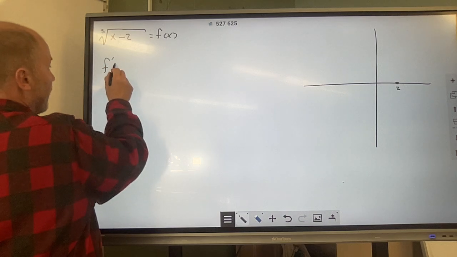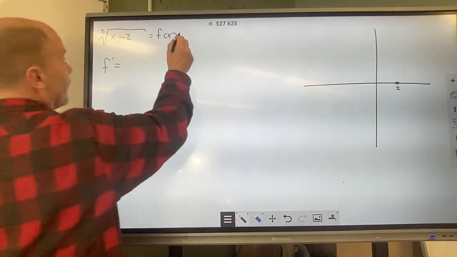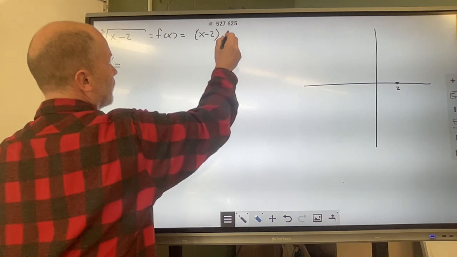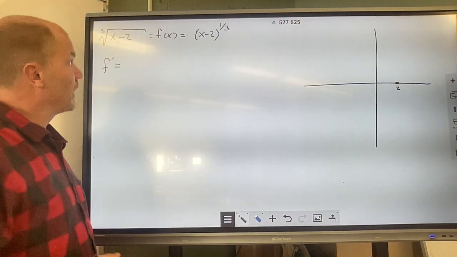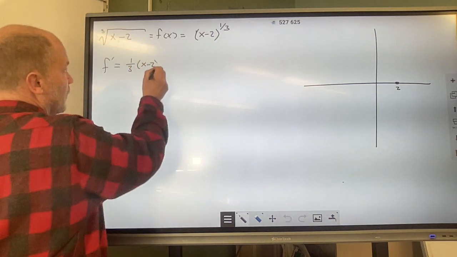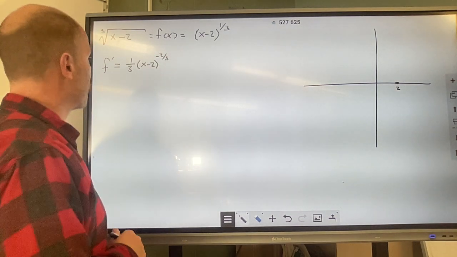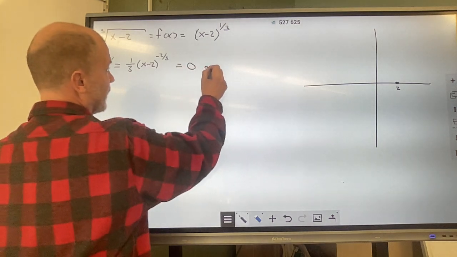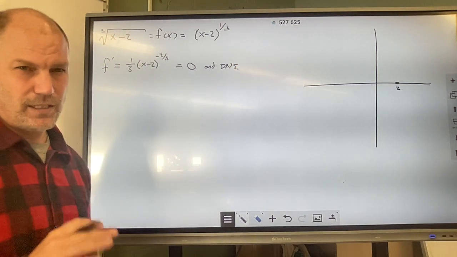I need to find f prime to find the mins and maxes. So I'm going to think about this as being x minus 2 to the 1/3 power. Okay? Same thing. So when I take this derivative, it is 1/3 (x minus 2) to the negative 2/3, because 1/3 minus 1 is negative 2/3. I am going to set this equal to 0, and I'm going to make a little note to myself, 0 and DNE, right? Those are what I care about, zeros and DNEs.